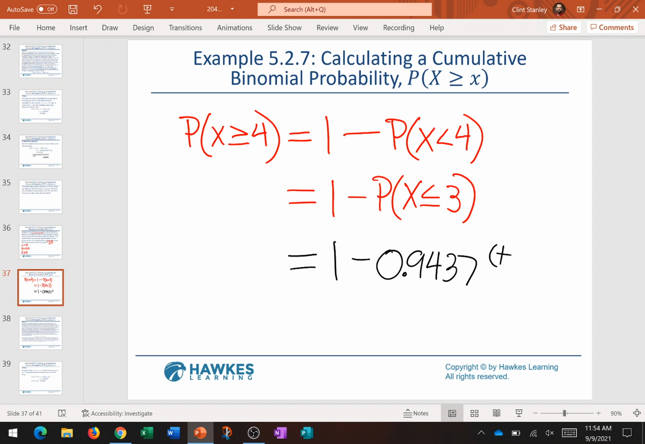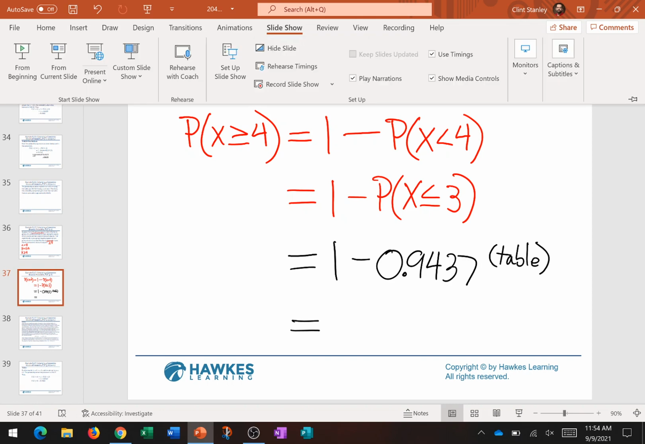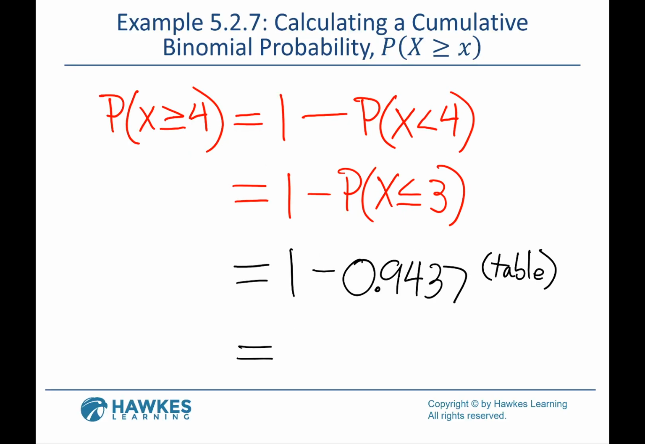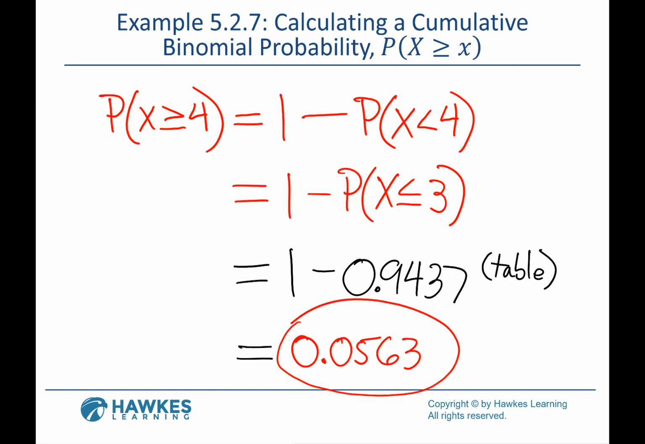From the table. And let's see what we get there. 1 minus 0.9437 gives us 0.0563. Is our probability.